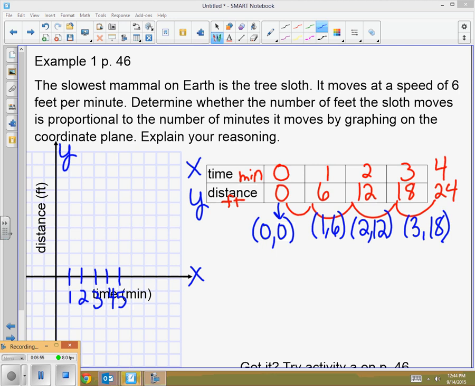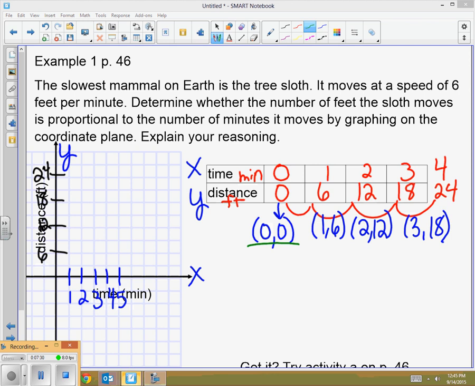On the left-hand side, to make it easier, I'm going to label it in feet, and I'm going to go in multiples of 6. So I'm going to count this one: 6, 12, 18, 24. You can decide how you want to label your graph if you want to do this on a piece of graph paper. If you're looking at your books, the graph is already labeled for you. So now it comes time to label and point the ordered pairs.